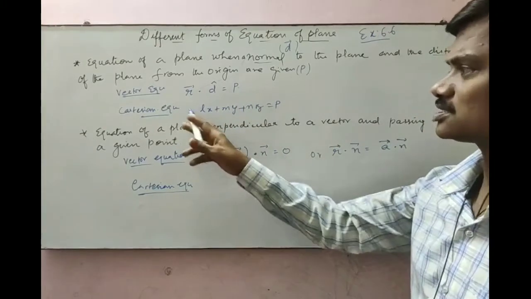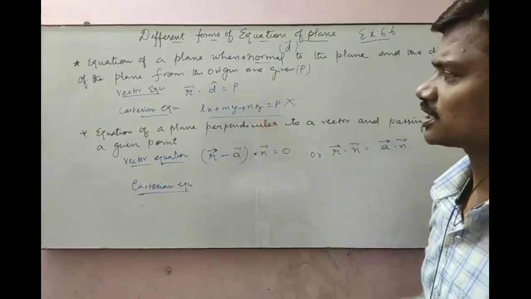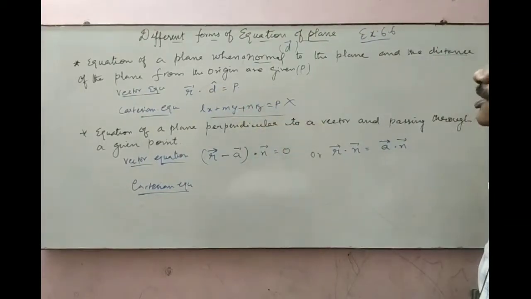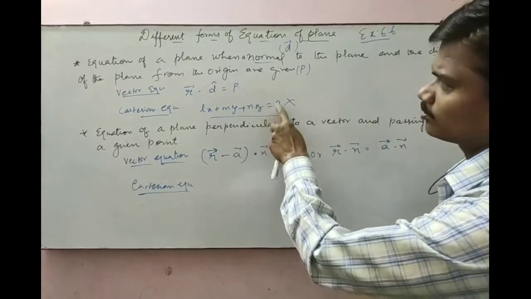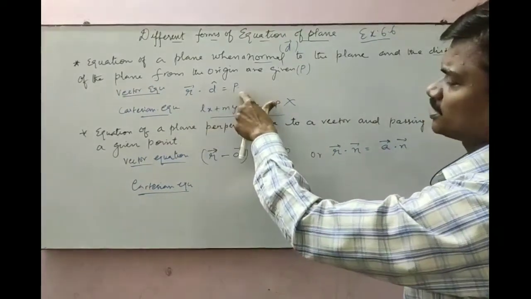The Cartesian form, you no need to use this formula. Straight away from this vector form you can write the Cartesian form. No need to memorize this. This alone is enough. R dot d cap is equal to p.